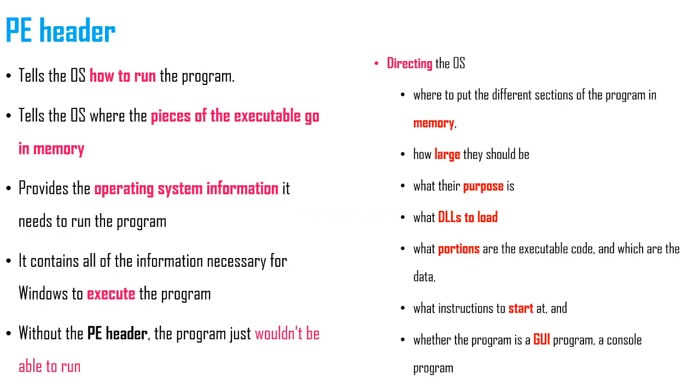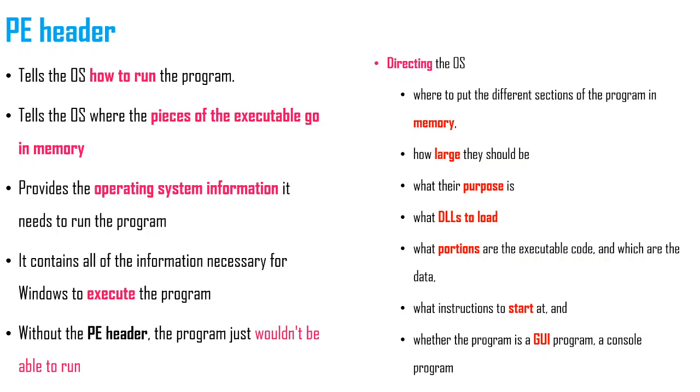So the PE header tells the OS how to run the program. This is the main part of the portable executable file. It tells the operating system how this program has to run. It tells the OS where the pieces of the actual executable should go into the memory of a particular system.